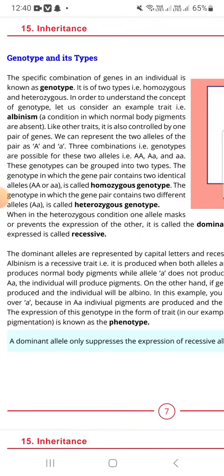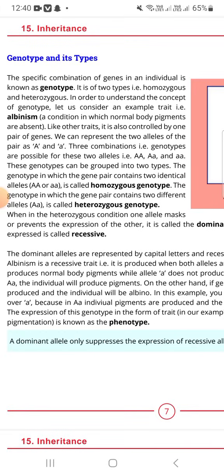This topic is genotype and its types. A genotype is the specific combination of genes in an individual. We know that genotypes are of two types: homozygous and heterozygous. In order to understand the concept of genotype, let's consider an example, the trait albinism, a condition that lacks pigment.